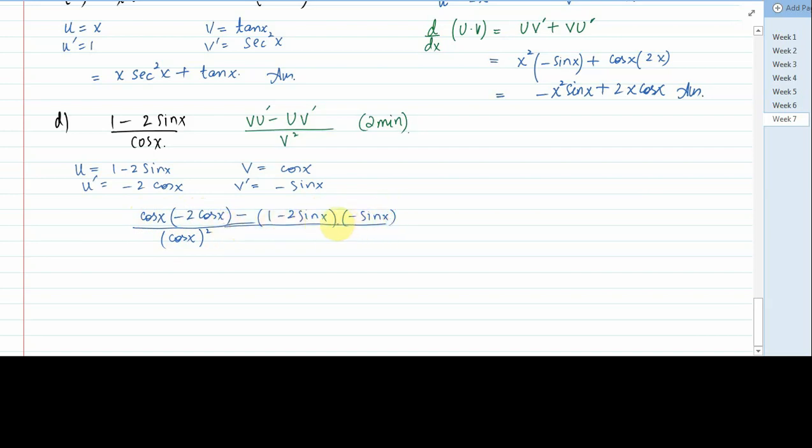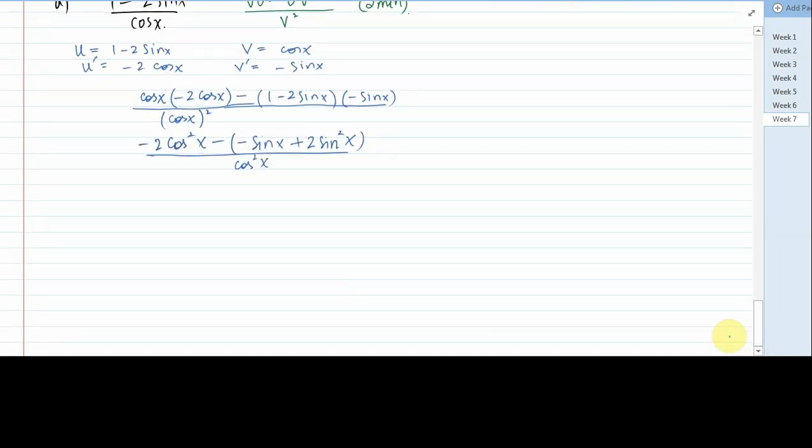Alright, now we need to simplify it. So it will be minus 2 cos square x minus. First I will multiply these two brackets, so it will be minus sin x, minus minus plus 2 sin square x, divided by cos square x. Now it will be minus 2 cos square x, minus minus plus sin x, minus plus minus 2 sin square x, divided by cos square x.